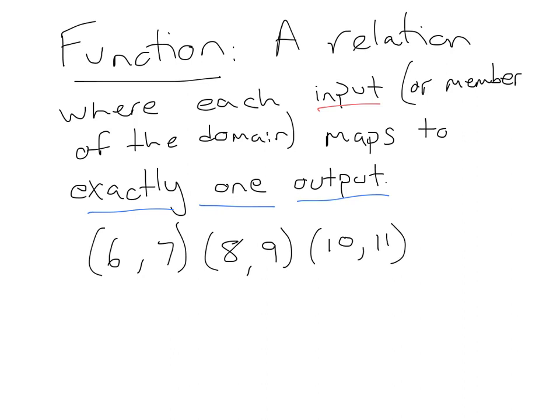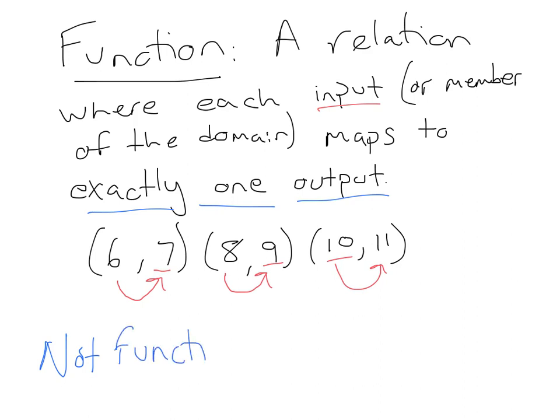Notice that each one of these inputs matches to just one output. 6 with 7. 8 is a different input, matches to a different output. Notice that 7 is not the same as 9. So far, each member of the domain, or each input, just maps to one specific output. 10, a different number, maps to a different number, 11. Cool. Now what's not a function?